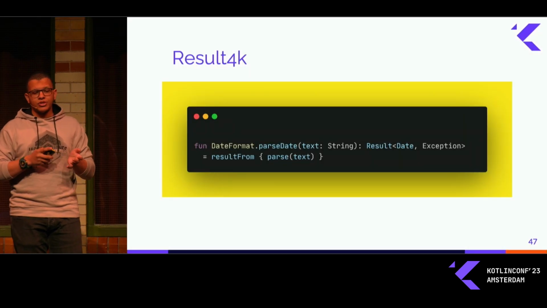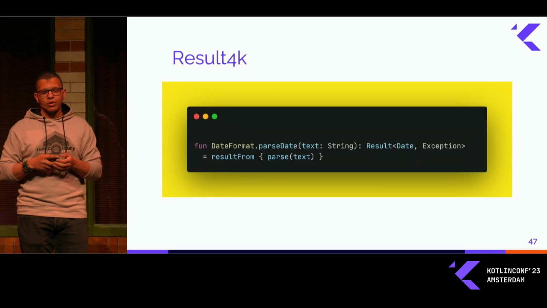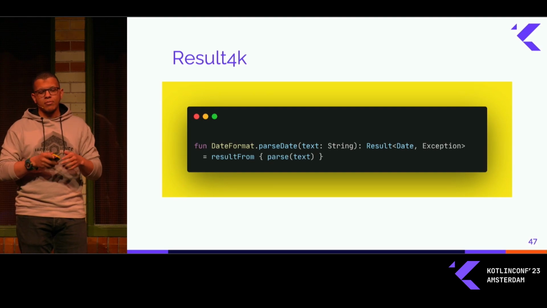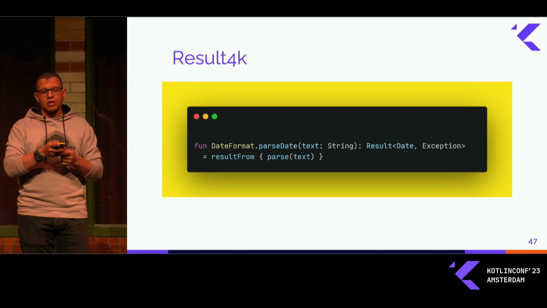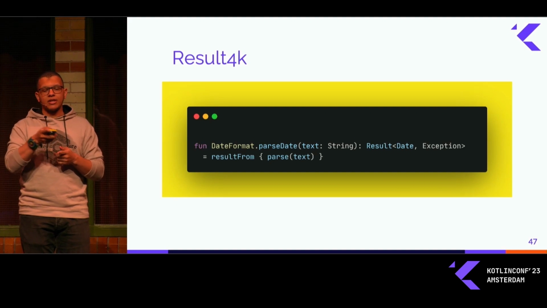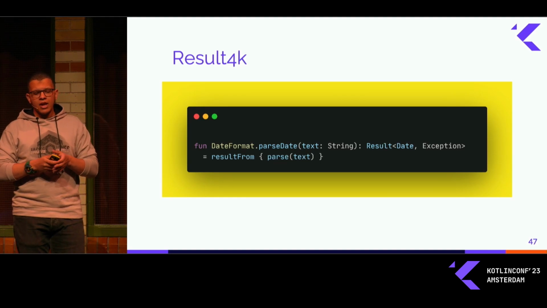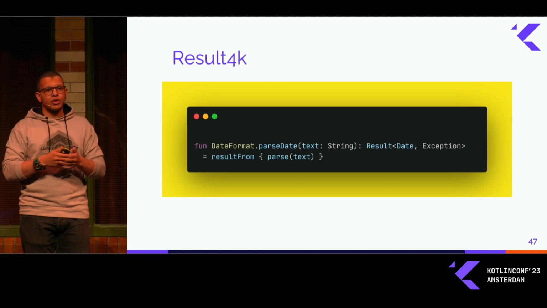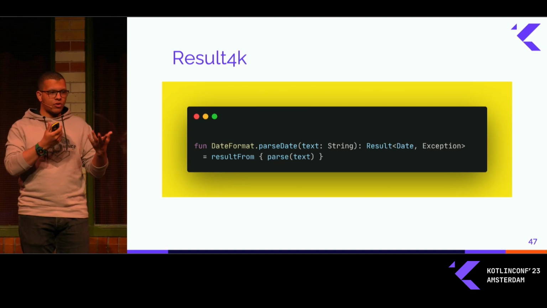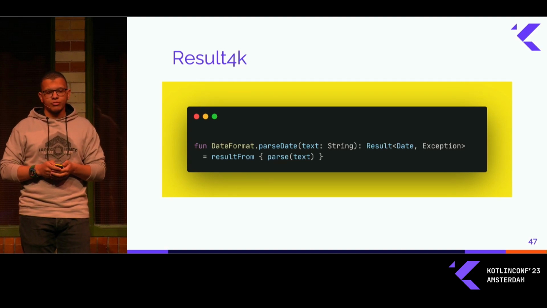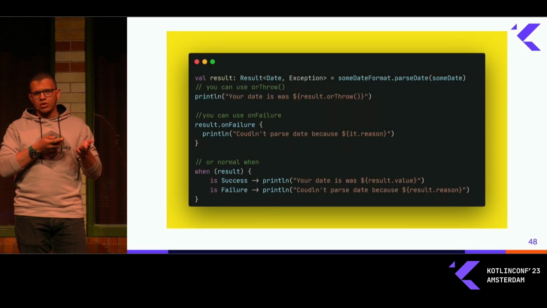Also, there is the result4k package, which is a library that is kind of exactly the same thing, but it has more utility functions. So here is, for example, the same function, but you can see the result, which is the data and the exception. So the exception is from the right side. And there is this result from utility function that you can pass a lambda, and it will put that lambda into a try catch. If it throws an exception, it will return that exception. And as I said, it contains a lot of utility methods.